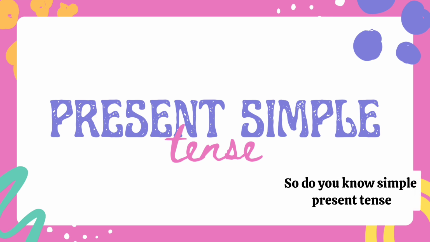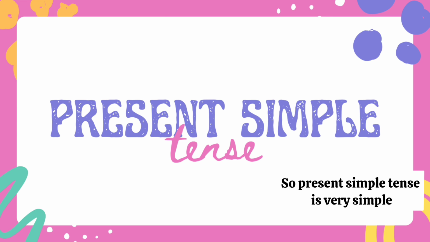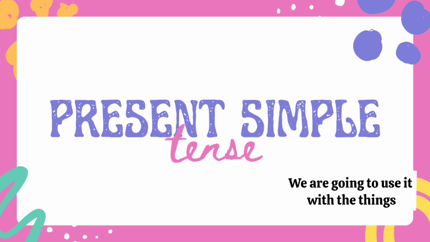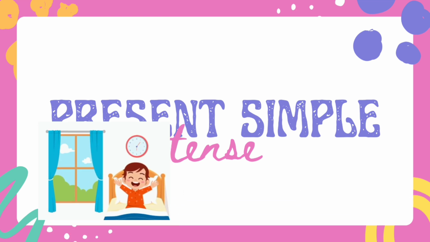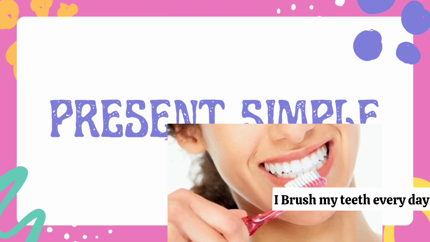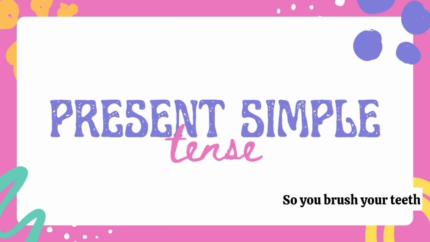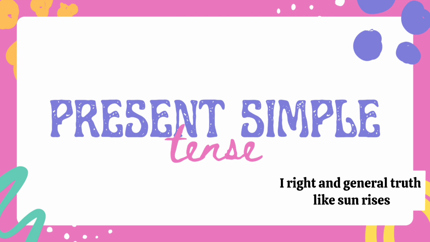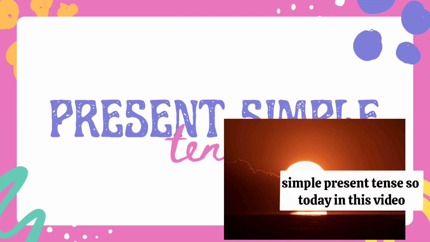Do you know simple present tense or present simple tense? Present simple tense is very simple. We are going to use it with the things that happen regularly, facts, or things like habits. I wake up at 7 a.m. So what is your wake up timing? Tell me in the comment section. Like daily routine. I brush my teeth every day. So you are also brushing your teeth, right? And general truth, like the sun rises in the east. So for these things we are using simple present tense.